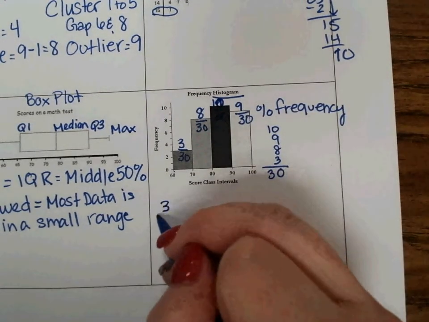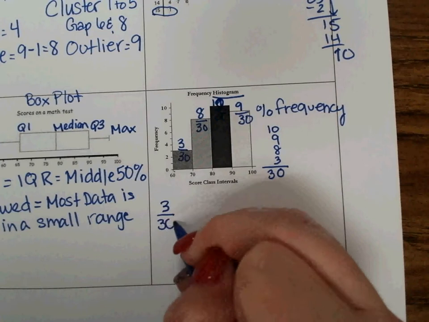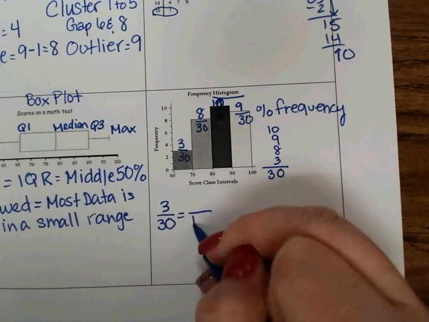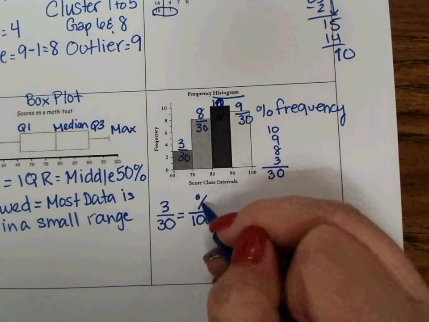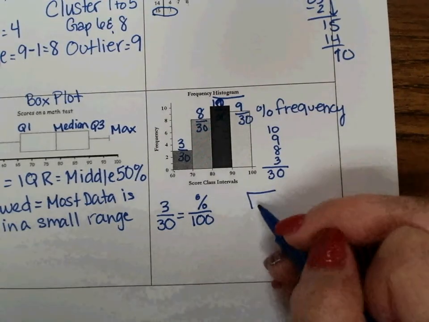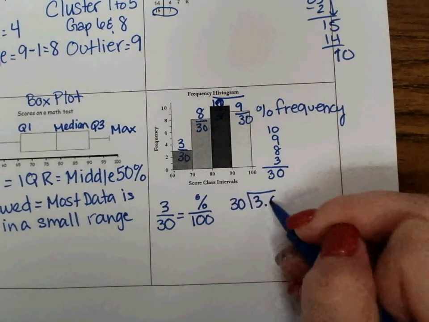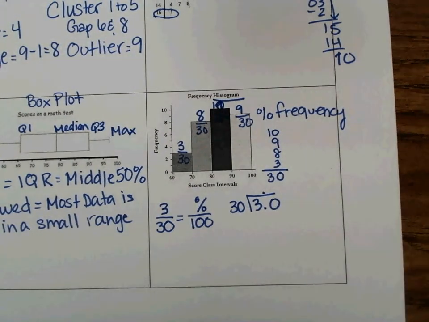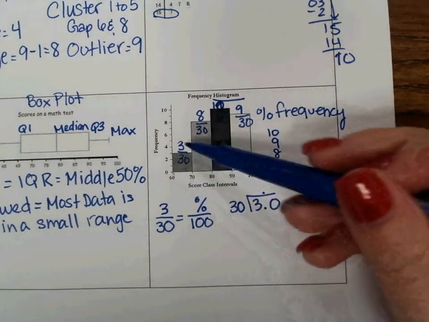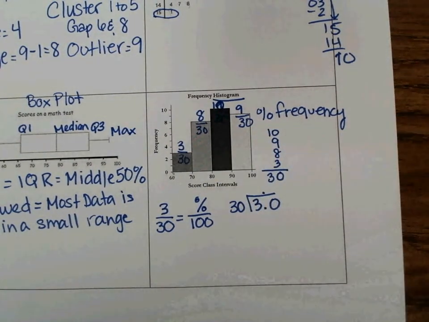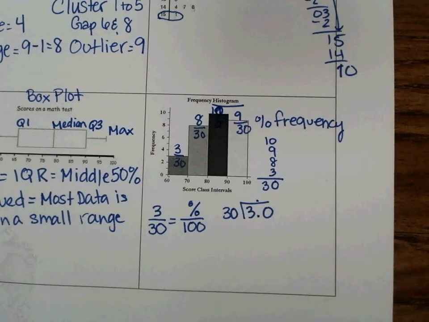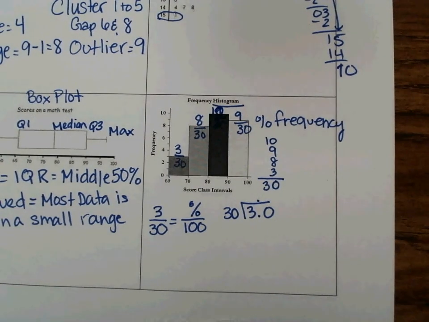And remember, every fraction can be turned into something over 100 to get a percent, or you can do top in, bottom out to get your percentages. So you can find out what percent of your data lies in that range. That's something that frequency histograms will do.